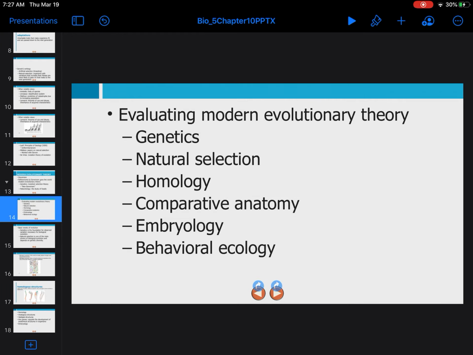Alright guys, welcome back. Yesterday we concluded our discussion talking about modern evolutionary theory. We closed talking about paleontology, and today we're going to pick right back up talking about the basic tenets of evolution. And as you see here, we have some of the major components of the modern evolutionary theory. We see genetics, that is a very important aspect. We see natural selection, homology, which we will discuss today, comparative anatomy, embryology, and behavioral ecology.